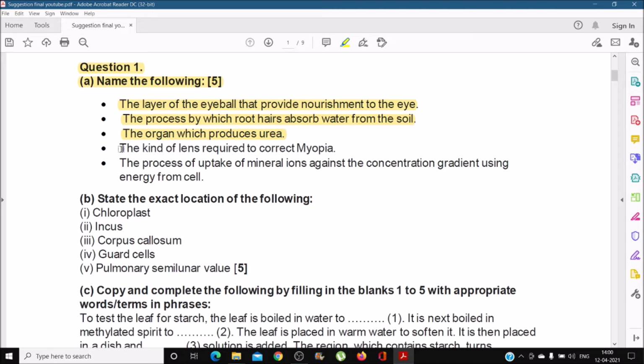Next, the kind of lens required to correct myopia. Next, the process of uptake of mineral ions against the concentration gradient using energy from the cell.